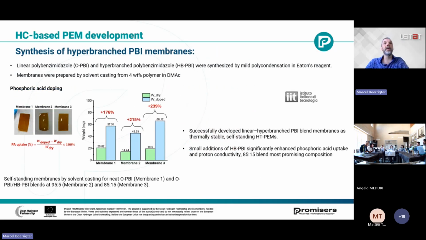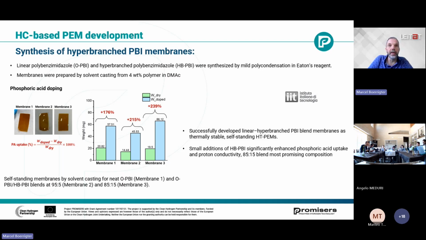So they synthesized the hyperbranched PBI membranes. They used the linear PBI and the hyperbranched PBI, using mild polycondensation conditions and Eaton's reagent. The membranes were prepared via solvent casting using 4 weight % of polymer. Here you can see some membrane samples, and they used phosphoric acid doping for the addition of mobile proton carrier.